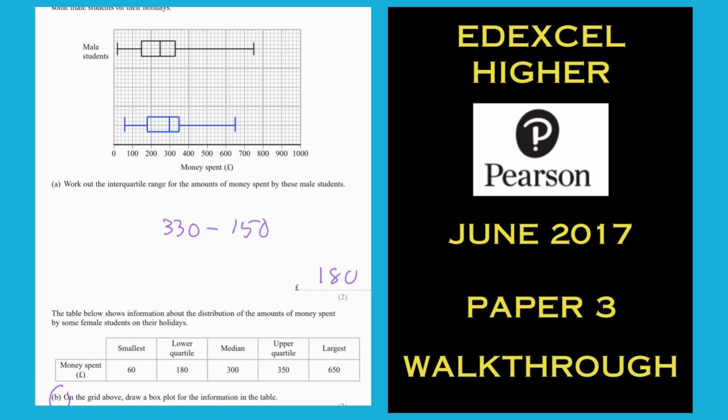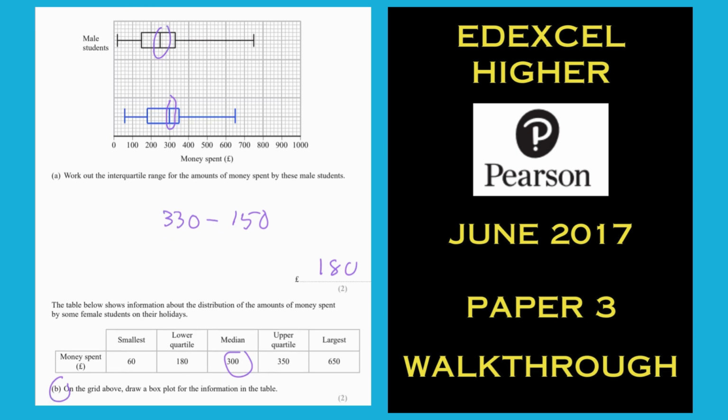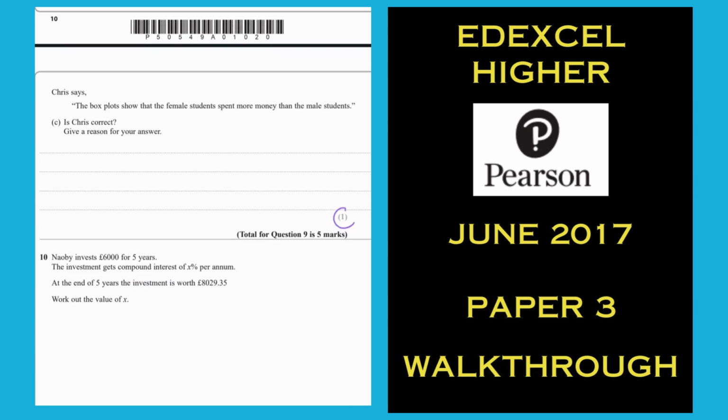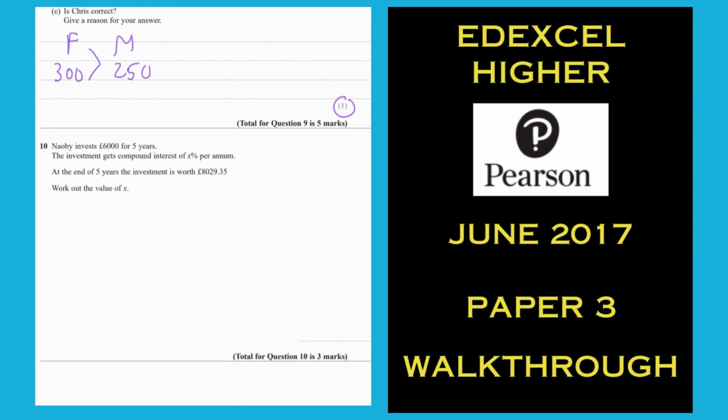I won't skip on to part C. Part C simply says our old friend. What does this say? Make a comparison. Chris says the box plot shows that the females spent more than the males. Is Chris correct? So you can see the median for the females. We already knew it was 300. What's the median for the males? It's 250. Use those. I know it's only worth 1 mark, but make that statement nice and clear. Female, male. There we go. So 300 is greater than 250. You can make the statement, on average, the females did indeed spend more money. Job done. Move on.